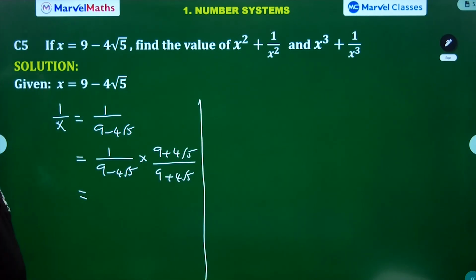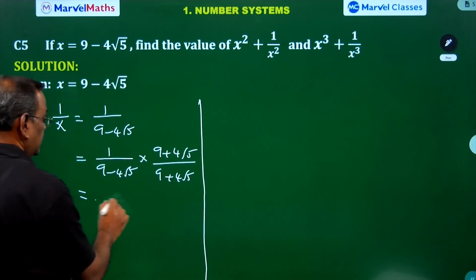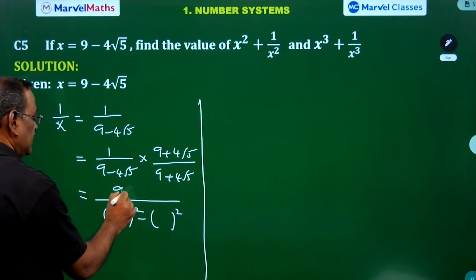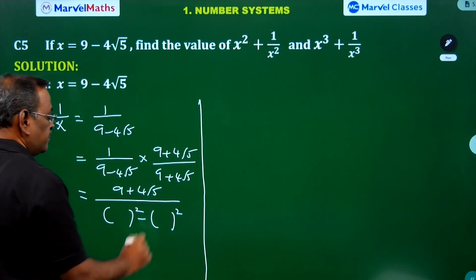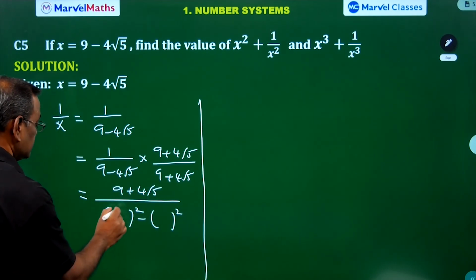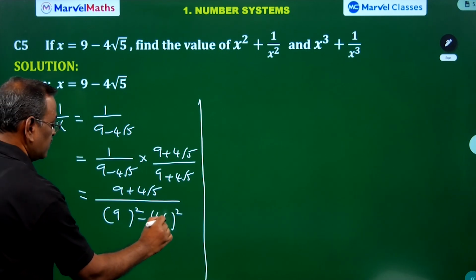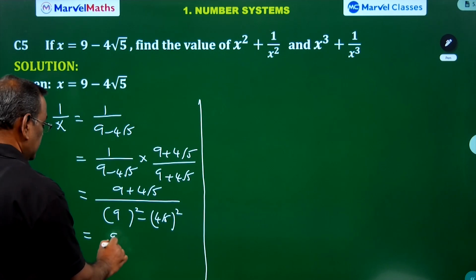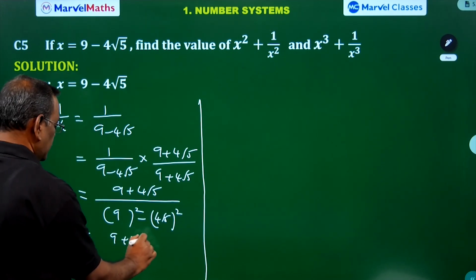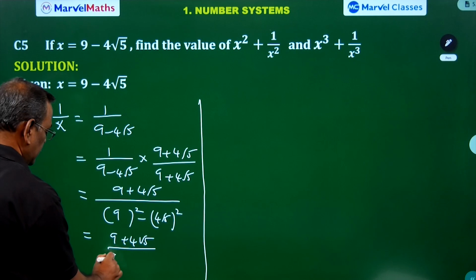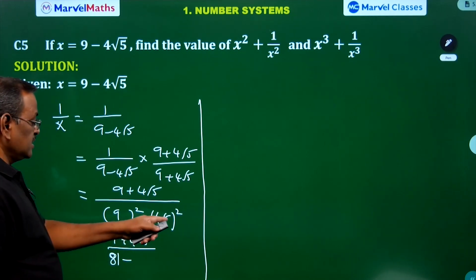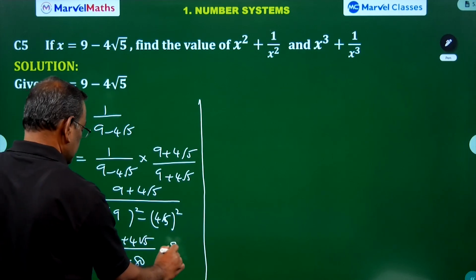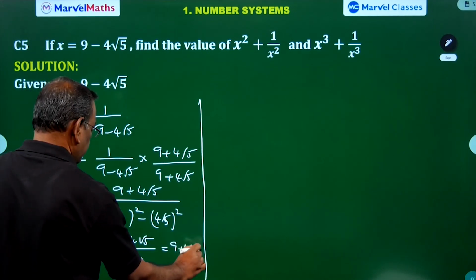which is equal to a plus b into a minus b, a square minus b square, and numerator as it is, 9 plus 4 root 5. Clear? So what is a? A is 9 and b is 4 root 5. So which is equal to 9 plus 4 root 5 by 9 square 81 minus 4 square 16, 16 into 5 is 80. The final answer is 9 plus 4 root 5.